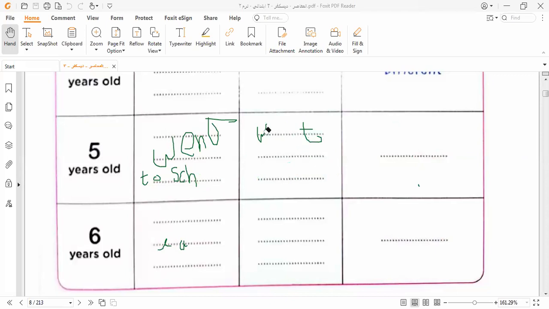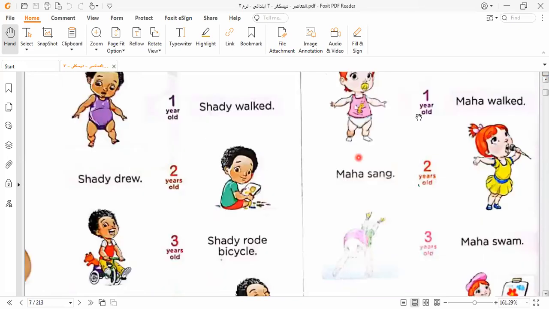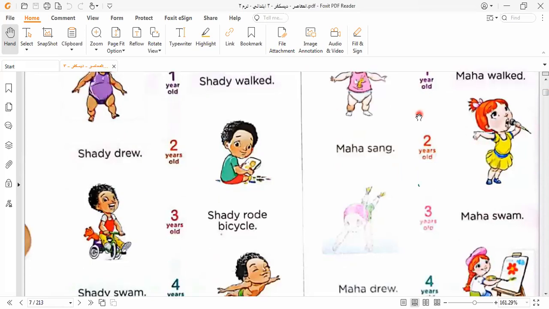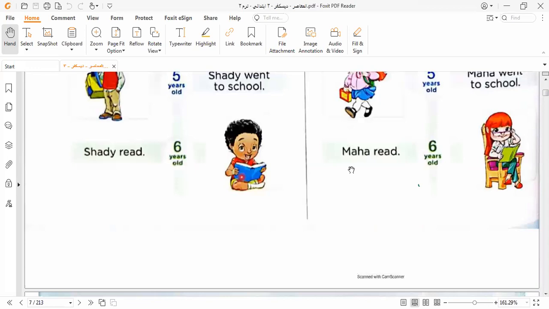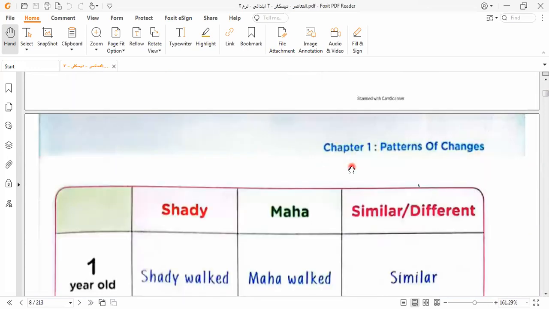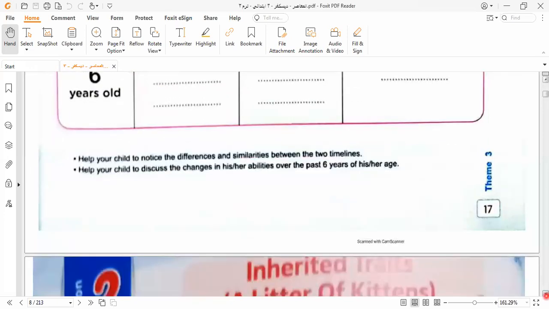So I will tell you the similarities again. The similarities are: both walked at 1 year, both went to school at 5 years, and both learned to read at 6 years. This is the similarity, and the others are different. Okay, let's go to another activity.